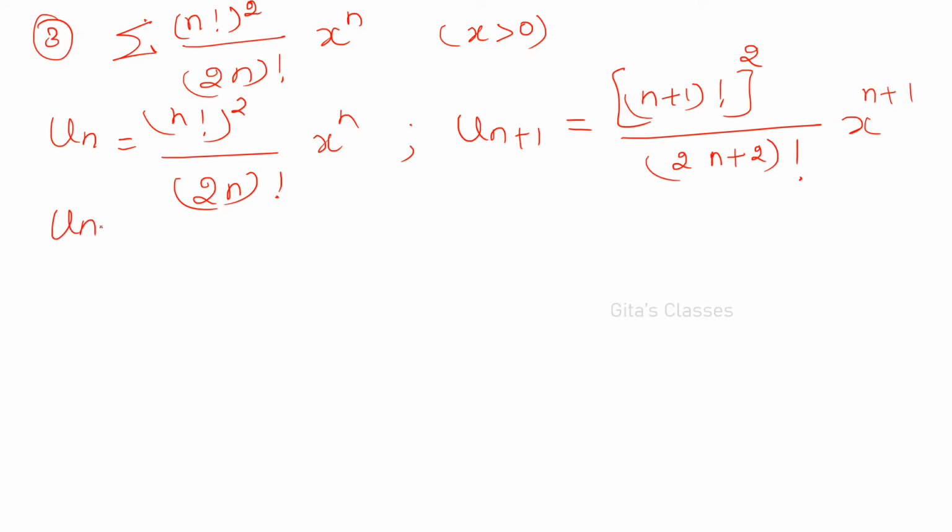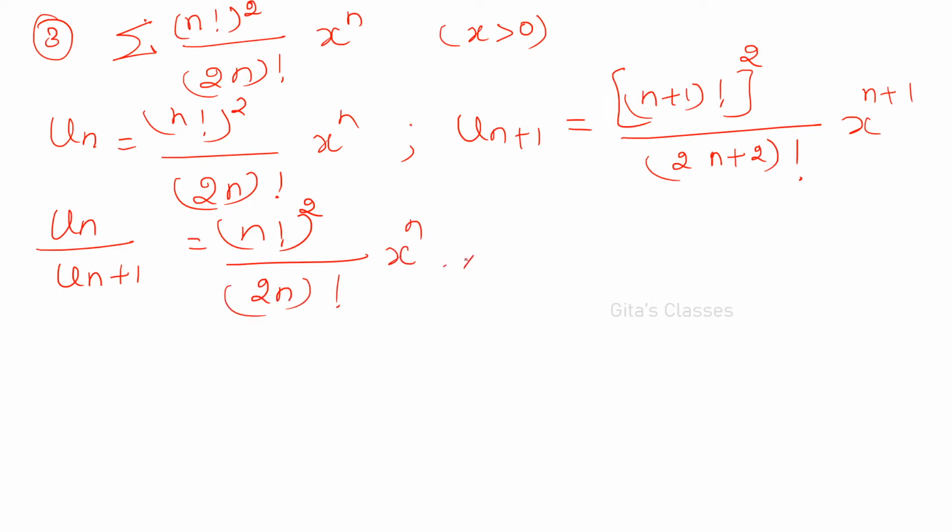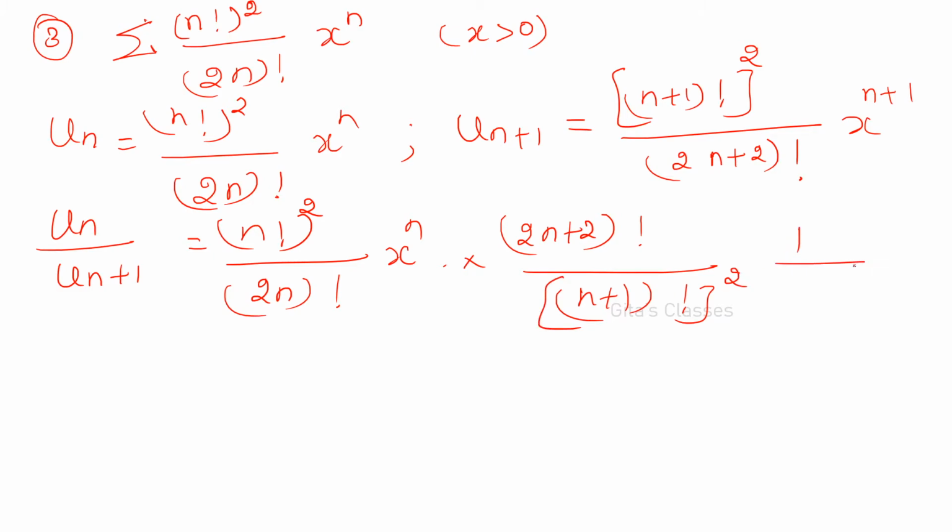So u_n by u_n plus 1 is n factorial the whole square divided by 2n factorial into x power n, into, now bring it to the numerator, multiply by its reciprocal instead of dividing by u_n plus 1. So 2n plus 2 factorial divided by n plus 1 factorial the whole square into 1 by x power n plus 1. I am writing it as x power n into x. So x power n will get cancelled here. 1 by x will be remaining, right?